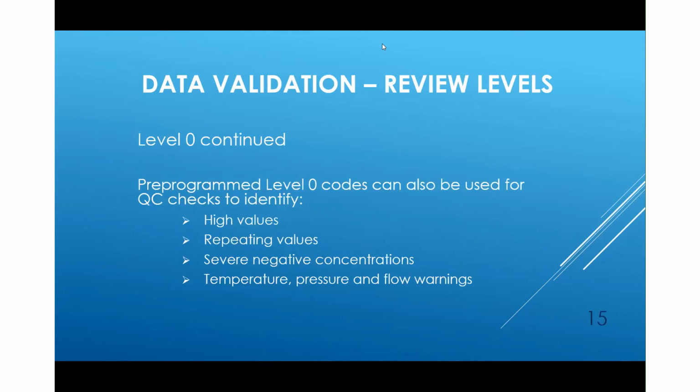Programmed level 0 codes can also be used for QC checks to identify high values, repeating values, severe negative concentrations, temperature, pressure, and flow warnings. These can all be programmed into a system and be used as a machine level review.